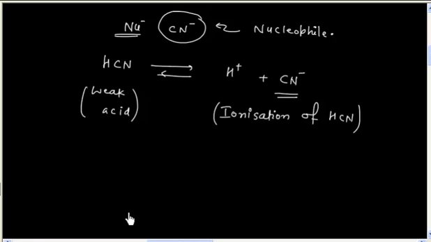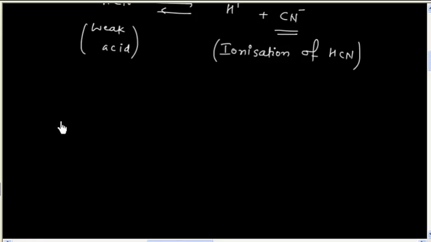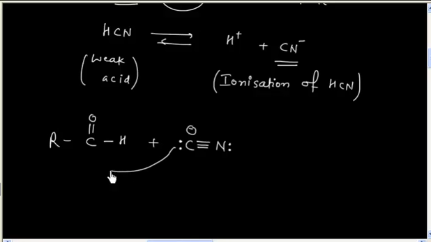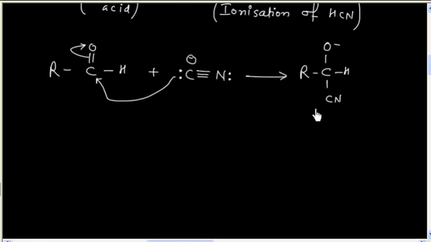Now once we have generated this nucleophile CN minus, it can react with aldehyde or ketone. Let us say we have an aldehyde. So this nucleophile will attack on this carbon. This opens up, and we will have this intermediate. This is called tetrahedral intermediate.